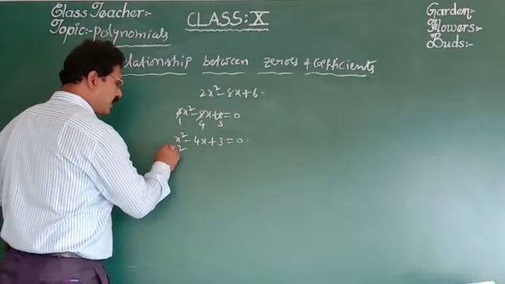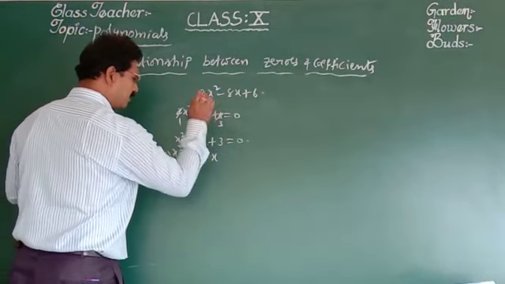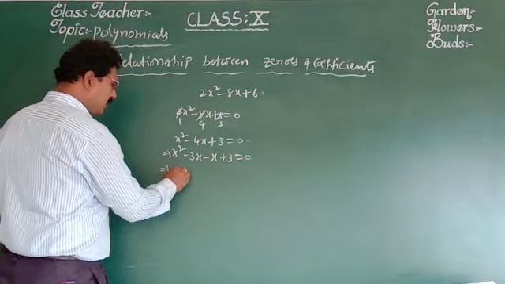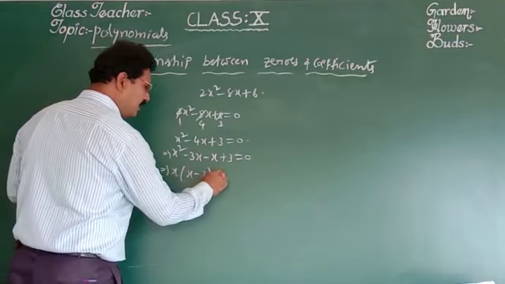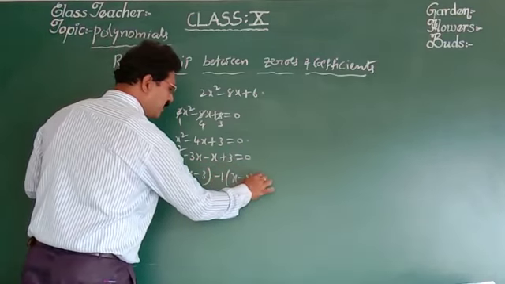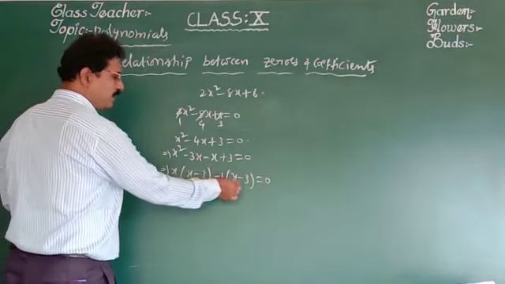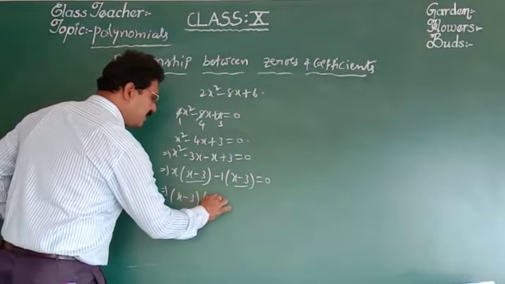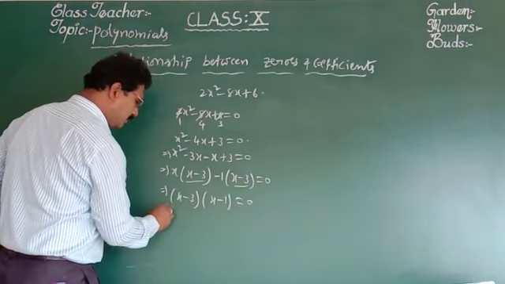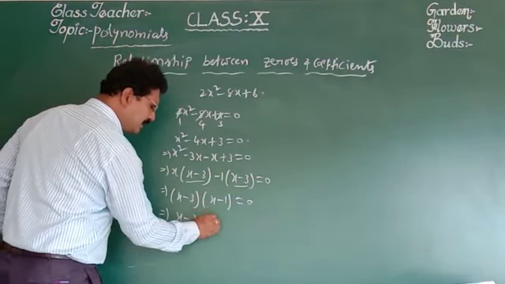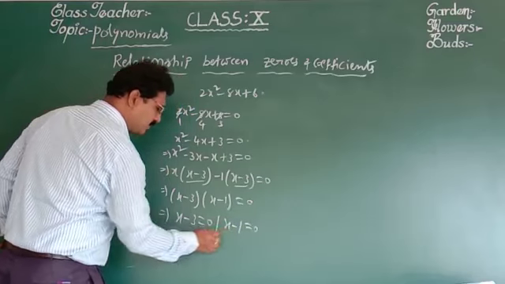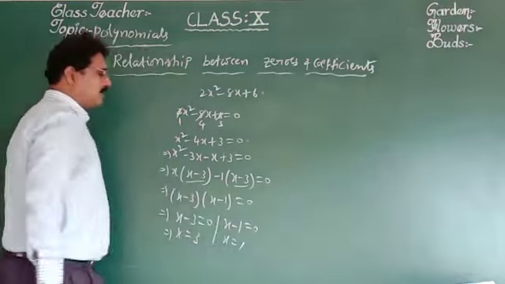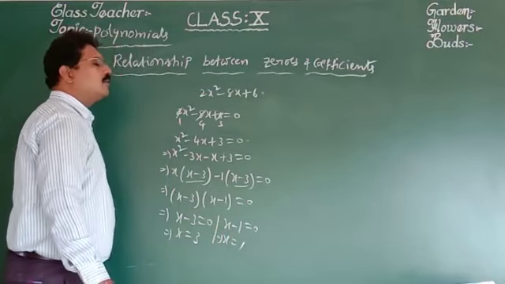So x square minus 3x minus x plus 3 is equal to 0. That implies x of x minus 3 minus 1 of x minus 3 is equal to 0. Just remember, the same will come in this bracket also. Again take common x minus 3: x minus 3 of x minus 1 is equal to 0. That implies x minus 3 is equal to 0 or x minus 1 is equal to 0. x minus 3 is equal to 0 means x is equal to 3. x minus 1 is equal to 0 implies x is equal to 1.